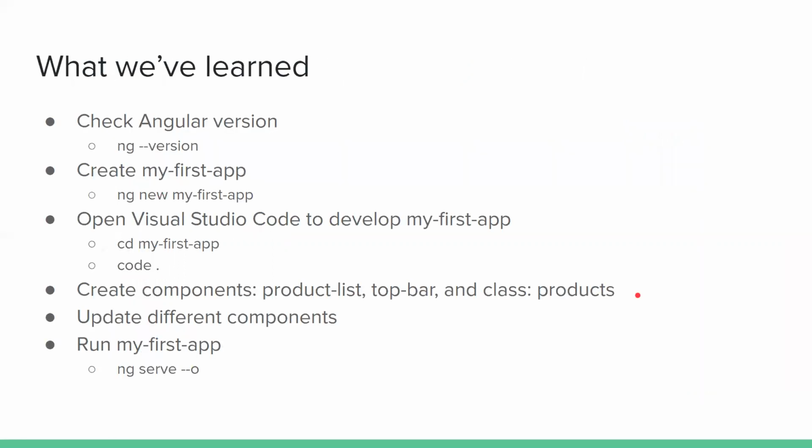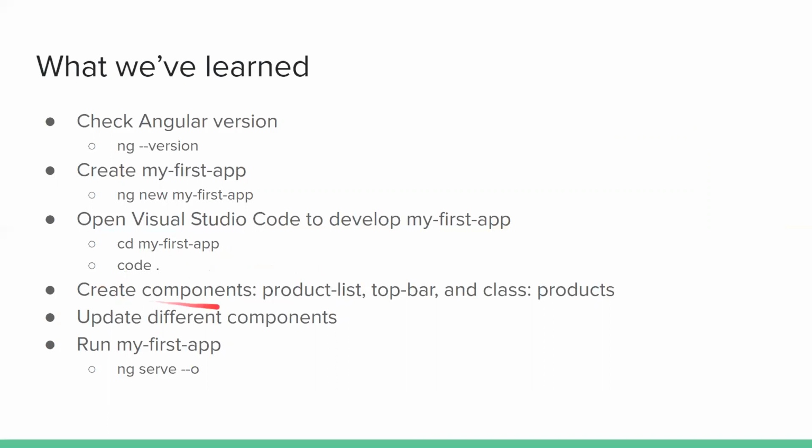So what we learned in this video. First, we check the Angular version, ng --version, and create my first app with ng new my-first-app, and open Visual Studio Code to develop it. Basically, we change the directory to my-first-app in the command line and issue code . We basically open Visual Studio Code.